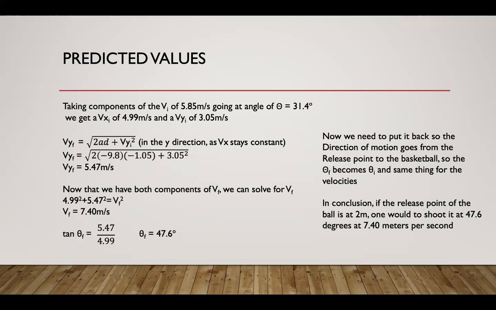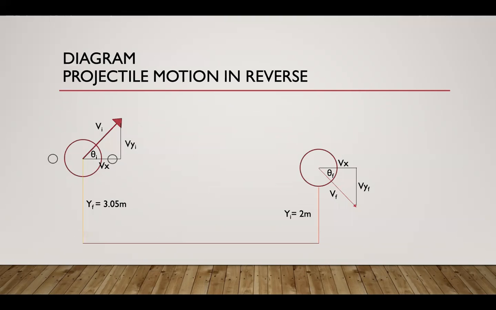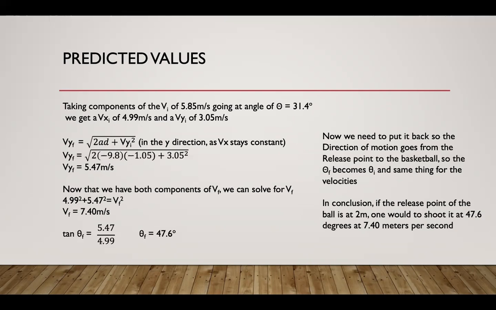Once we get the Vy final and we have the Vx there, it's basic Pythagorean theorem, and you have both sides of the triangle, so you find Vf to be 7.4 meters per second. Inverse tangent of that gives the angle of 47.6 degrees. Now we called it final here when it's technically the initial because we reversed it. So now the motion is from the shooter to the rim. Basically, if your release point is 2 meters, you need to shoot it at 47.6 degrees at 7.4 meters per second.